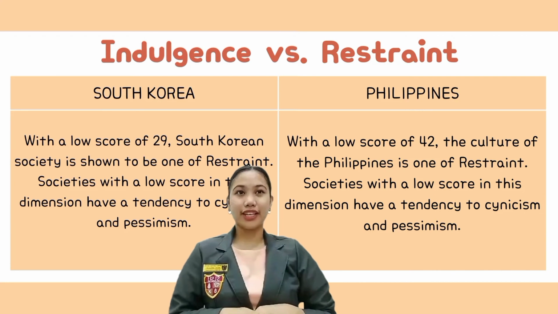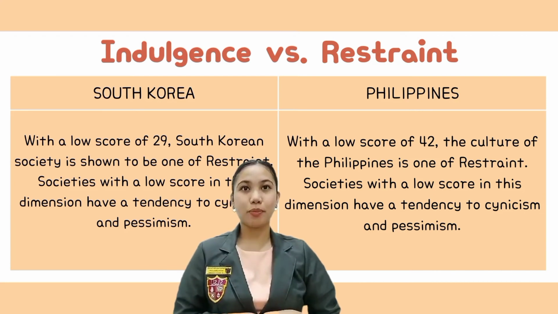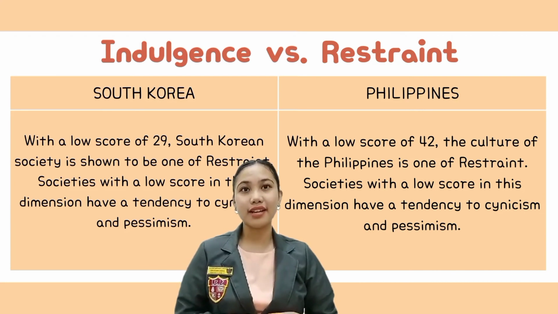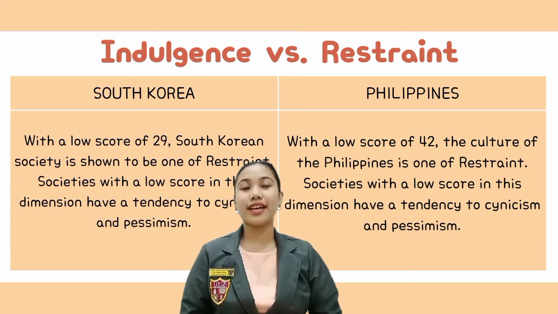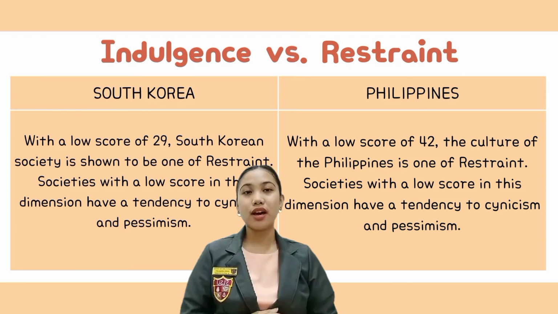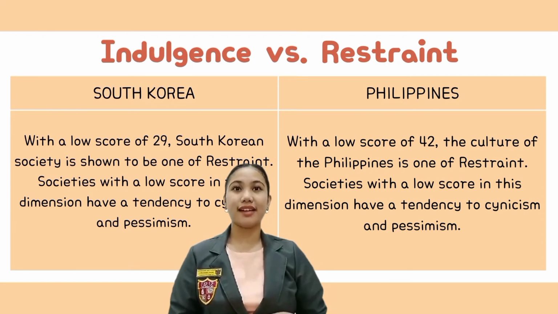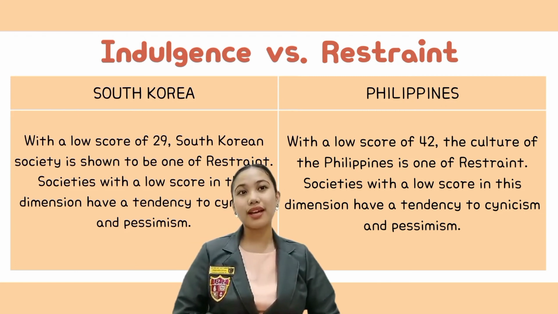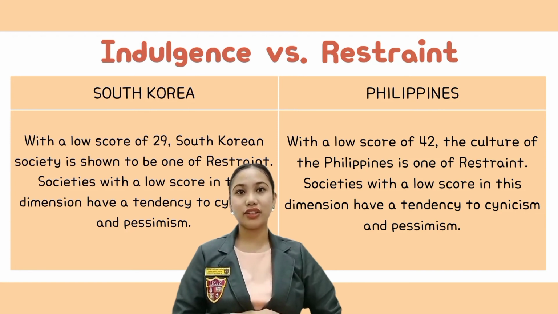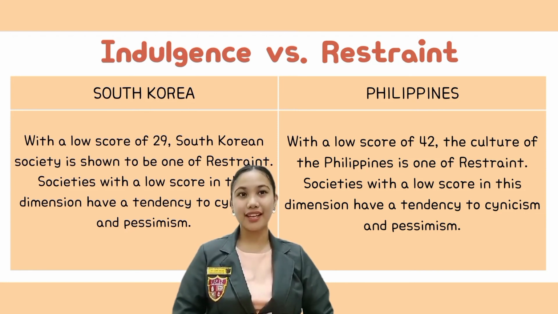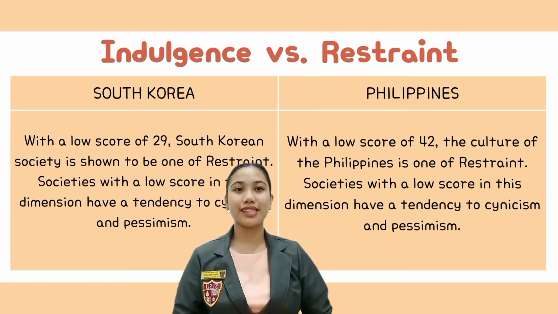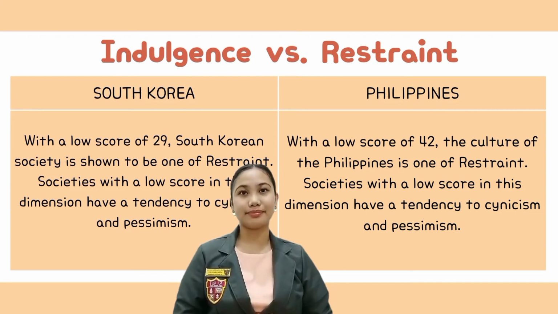While in South Korea, indulgence says how people try to control their desires and impulses based on the way that they were raised. If they have relatively weak control, they're considered indulgent. Those having strong control are considered restrained. Scoring 29, South Korea is considered a restrained society.